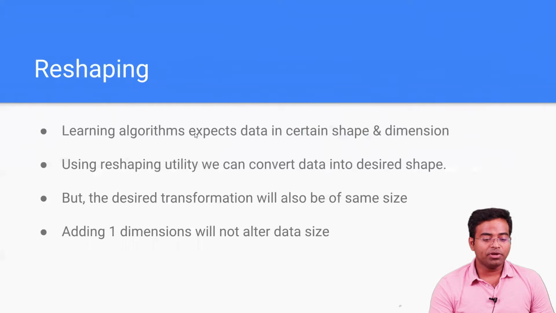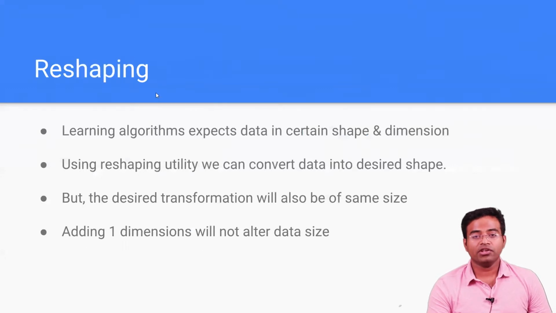Okay, reshaping, as I was mentioning, is a very useful utility, and you'll need it very often. A learning algorithm expects data in a certain shape and dimension. So you need to use the shape utility to understand the current dimension of the data structure, then use reshape to modify it the way the algorithm is expecting.